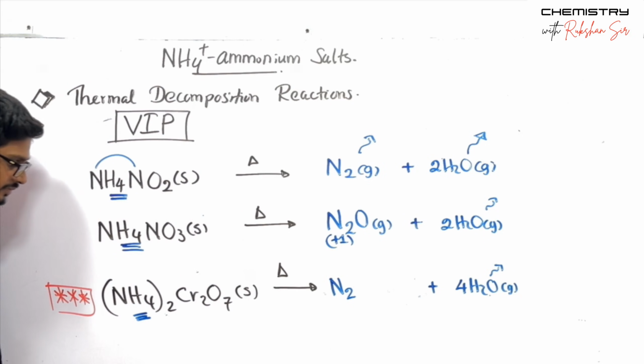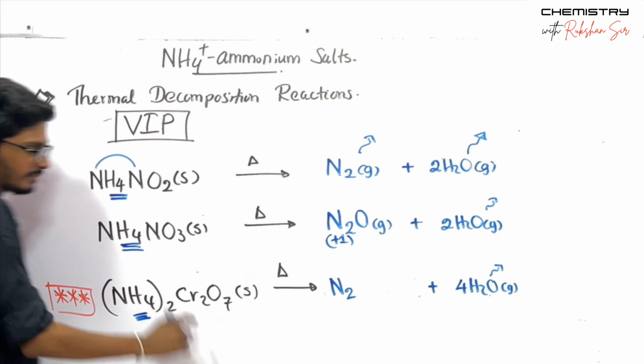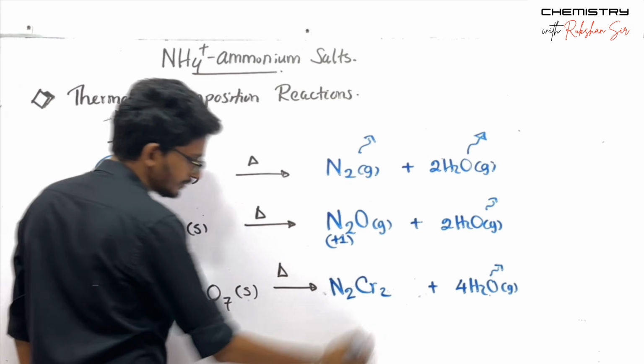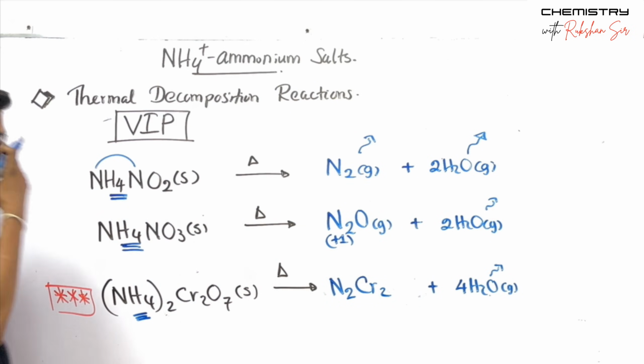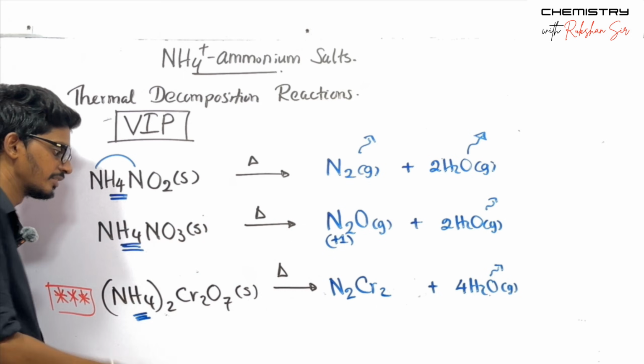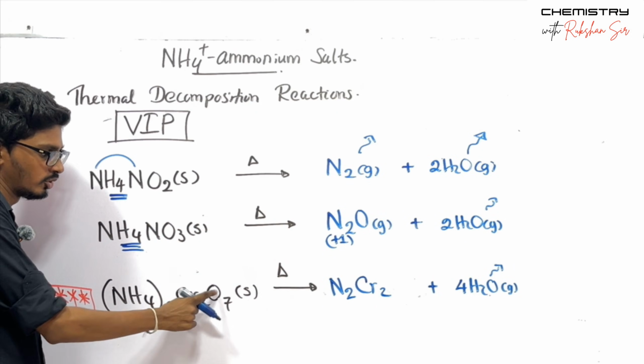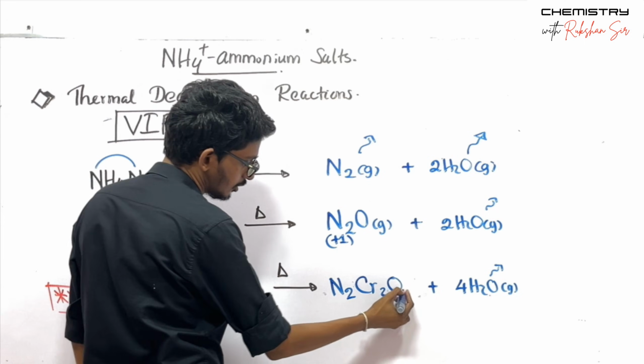2 chromiums are remaining, Cr2. As we have written 4 oxygens, altogether 7 oxygens are there. So just 3 oxygens are remaining. O3.